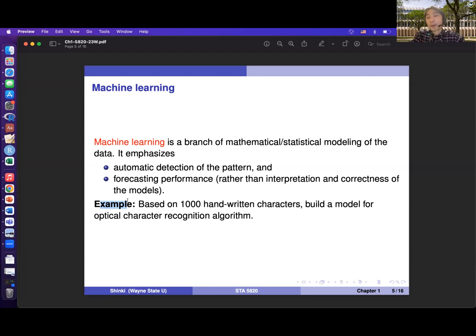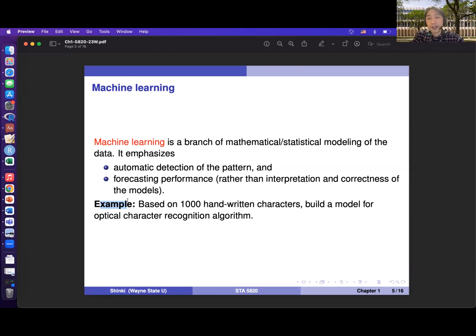Suppose that we have maybe 24 by 24 pixel images. And we want to interpret some specific pixel, the coefficient of that pixel. Probably that doesn't make much sense because the only important thing is the precision of the prediction model. So this is a typical machine learning problem.